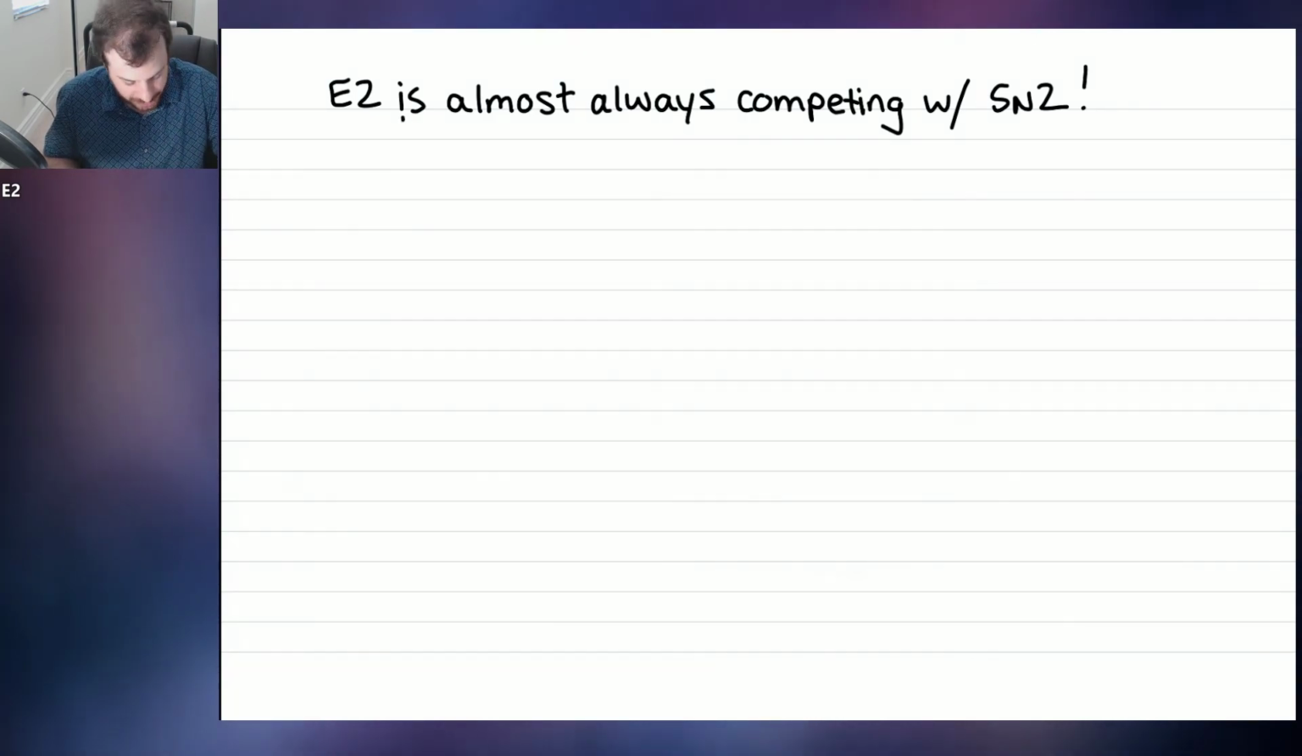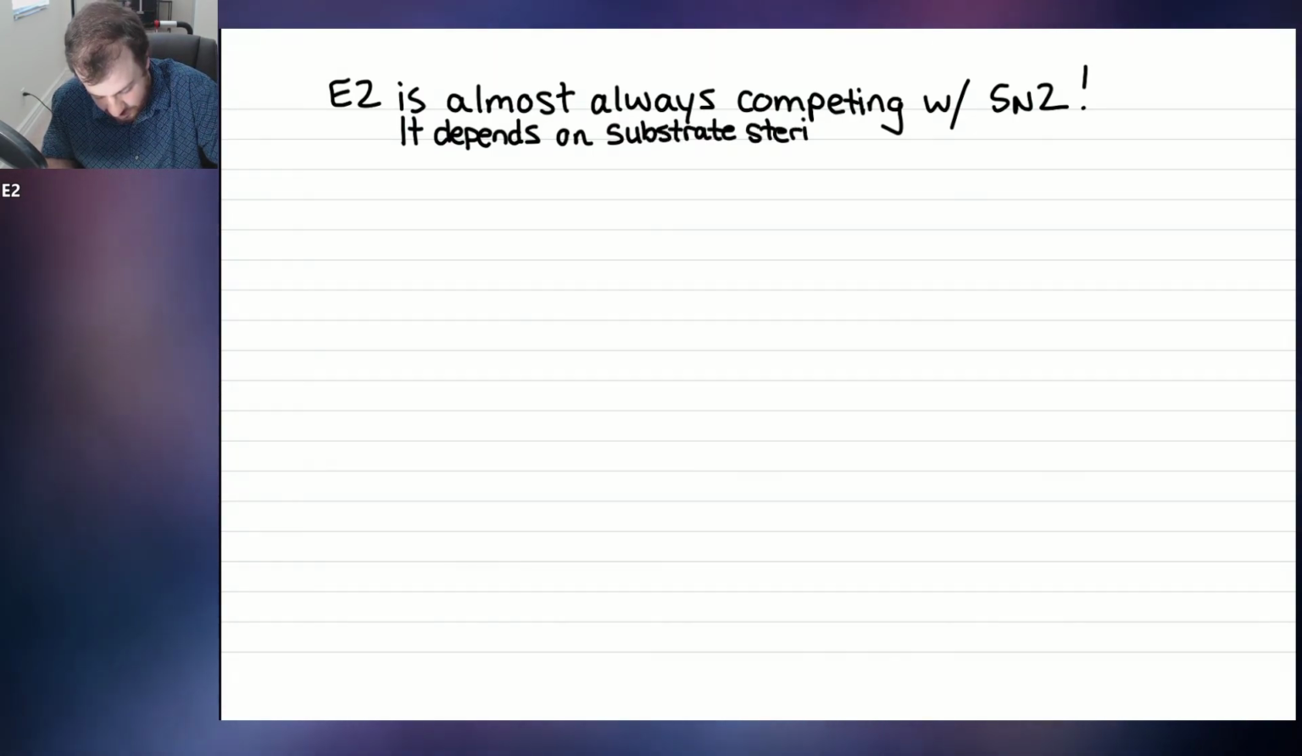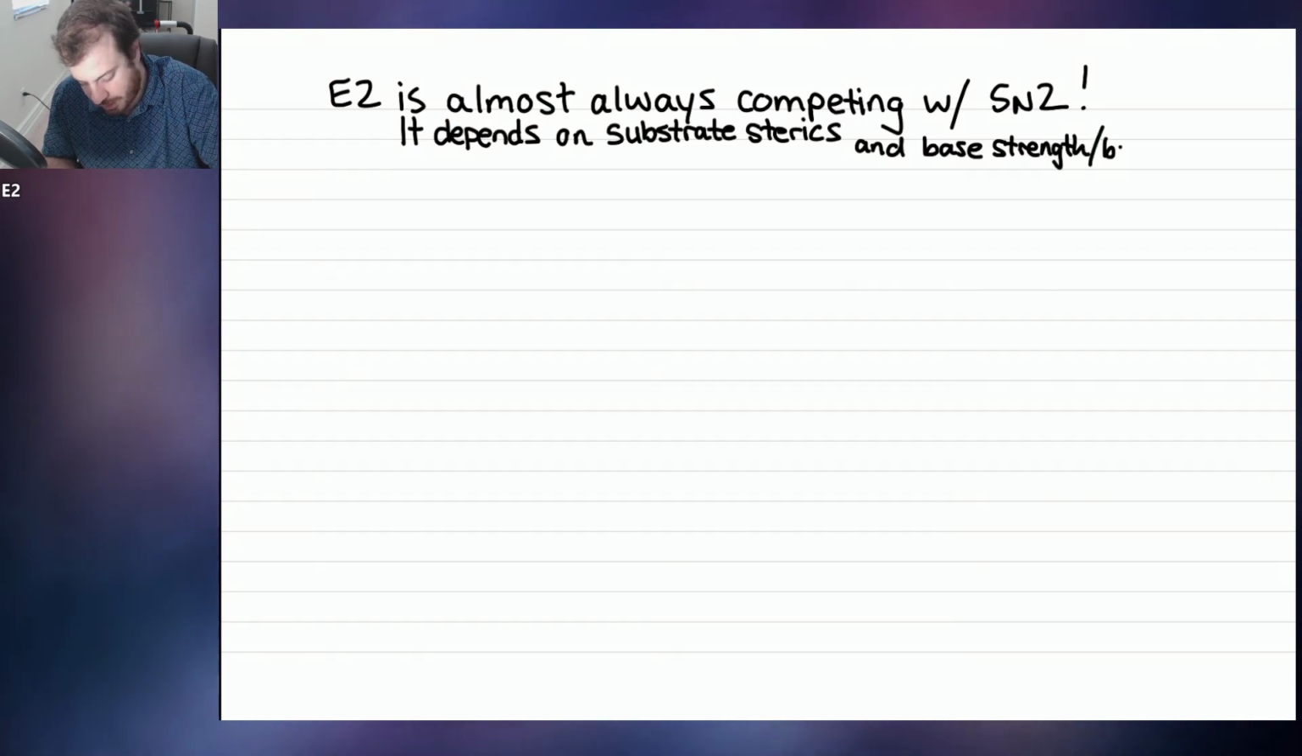For the purposes of this reaction, though, it's going to depend on a number of factors. The most important factors are substrate sterics, because substrate sterics really matter for SN2. You can really slow down an SN2 reaction if you have a sterically hindered substrate, but E2 doesn't really care about that. And also, base strength and bulkiness. If the base is really big, it favors E2. So let's take a look at some examples.